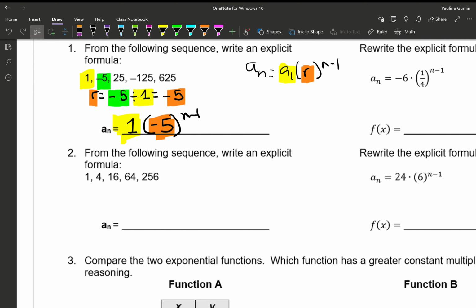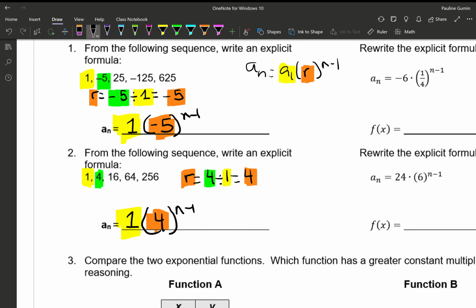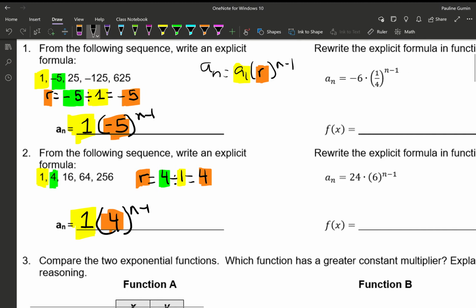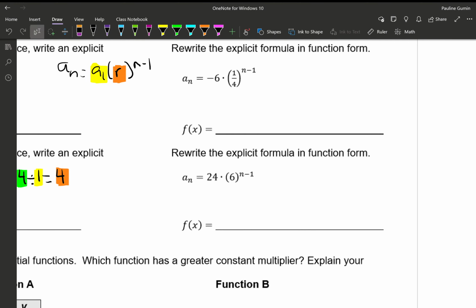Okay, so our first term is 1 again. Very nice. To find r, we have to take our second term and divide it by our first term. 4 divided by 1 is 4. Okay, so we have our r term. And then we write a little n minus 1 up here. Okay, next let's rewrite these explicit formulas into function form.